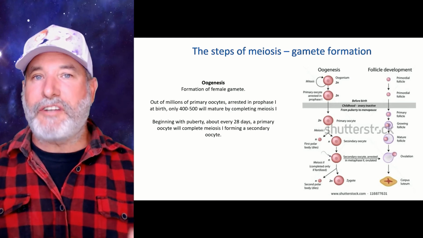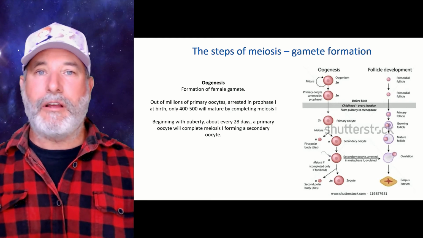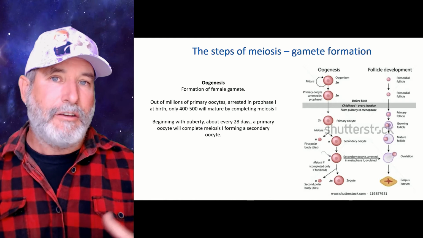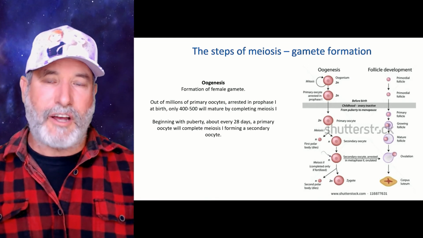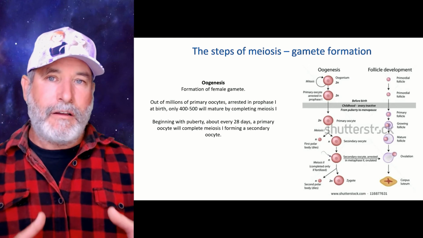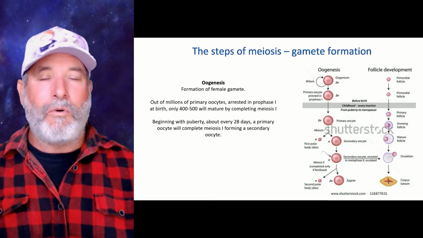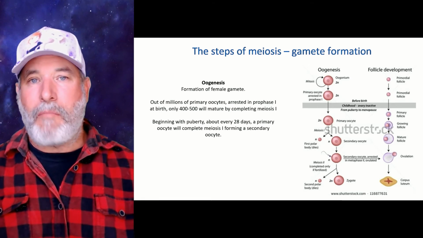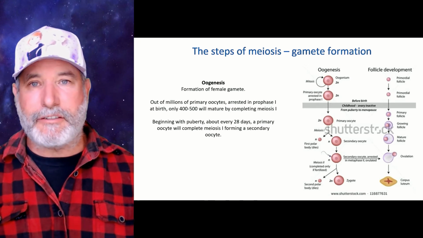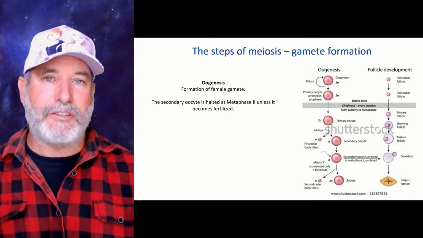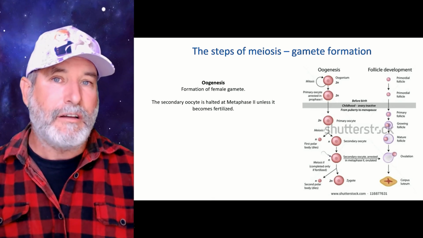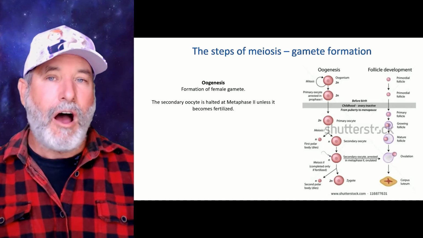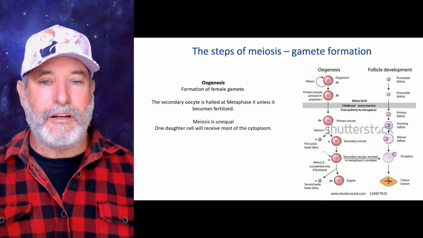So once you reach adolescence, once you begin puberty, about every 28 days, you ovulate. And what happens is that the primary oocyte that's been arrested in prophase 1 will then undergo meiosis 1. It will complete it. Now, the secondary oocyte, after completing meiosis 1 upon ovulation, will be halted in meiosis 2 unless it becomes fertilized.